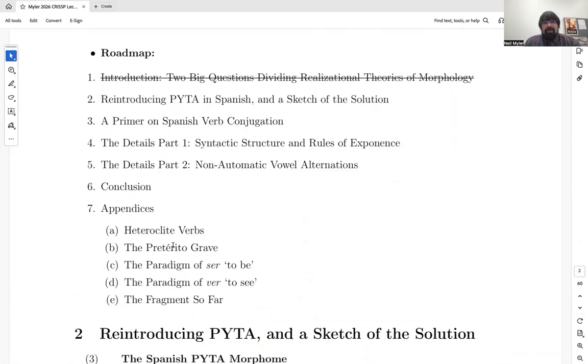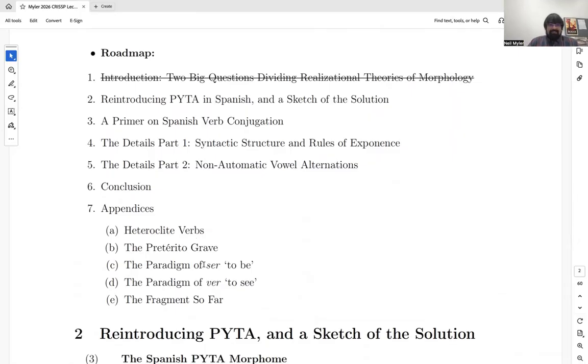One dealing with Appendix B, which is about the pretérito grave, which is a special group of verb roots which behave in special ways in some of the crucial tenses that play a role in the PYTA pattern. And then a final video will look over 2 short appendices on 1 verb each.